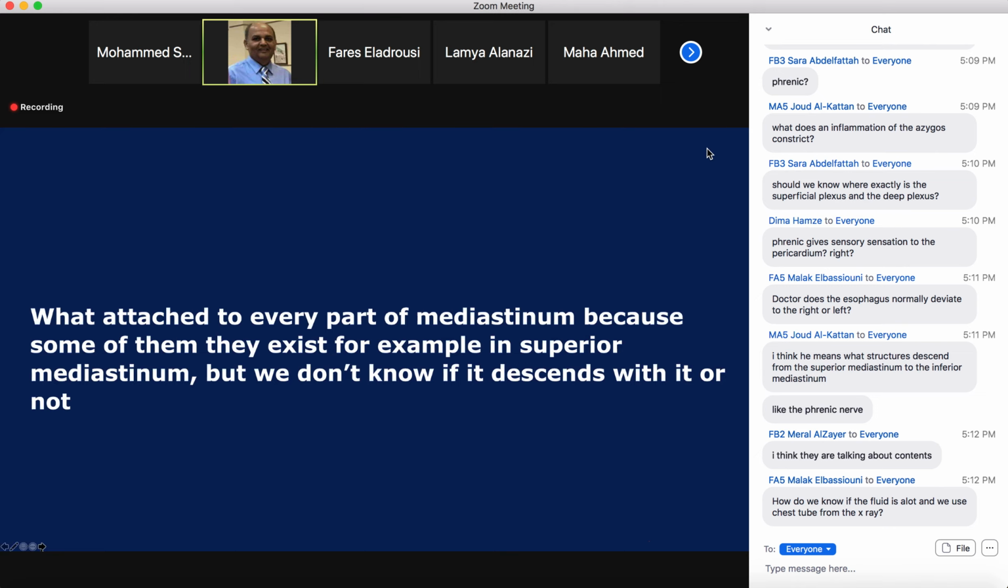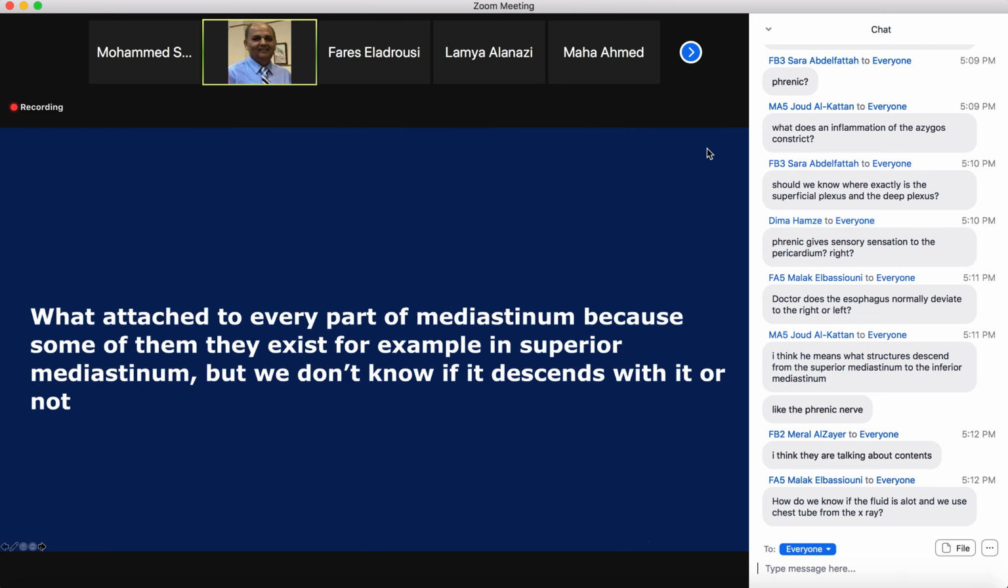Okay, guys. So how do we know if the fluid is not and we use just tube from an X-ray? Malik, I have explained good time on that. So you need to know. If I continue answering this question again and again, if I have time left, then I will go over it, because I have a lot where I'll be talking about sectional anatomy, and for that you need coffee.